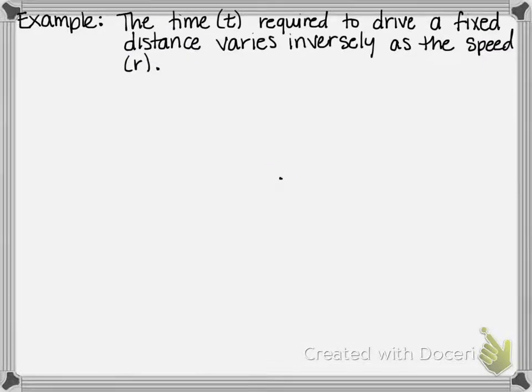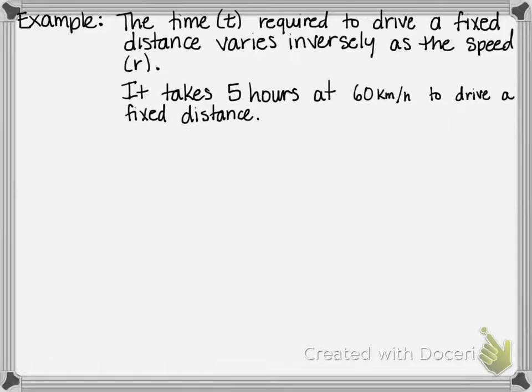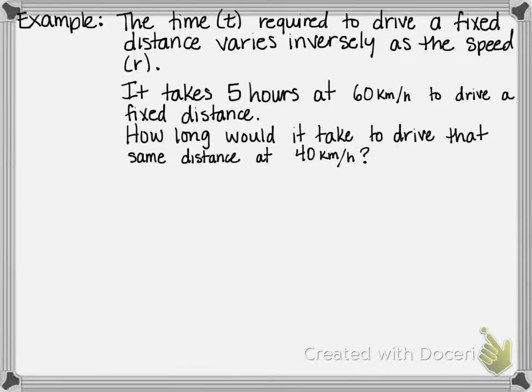But here's an actual computation problem. Here we have the time, t, so we're going to use the letter t instead of x's and y's. The time t required to drive a fixed distance varies inversely as the speed r. So we're told that it's variation, and that it's inverse variation, not direct variation. And we're given some data. It takes 5 hours at 60 kilometers per hour to drive a fixed distance. So we're given our t and our r. Now here's the question: how long would it take to drive that same distance at 40 kilometers per hour?